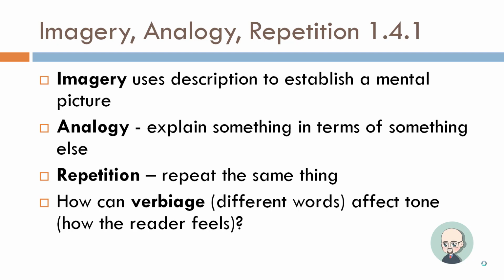Okay, repetition. Repeats the same thing, like in a song. The chorus repeats the same thing over and over, especially nowadays. How can the verbiage, the different words and word choice, affect the tone, how the reader feels? Different choices of words can create distinctions in the reader's mind. It can make you think different things about something. So it's very important we pay attention to the words that are picked, that they set the tone. Very subtle variations can make a difference in tone.